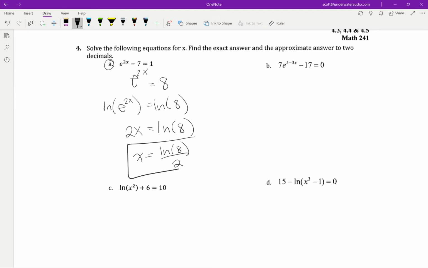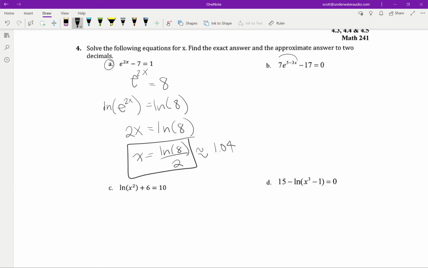So this is the exact answer. I also need the approximate, which I can do with a calculator. Okay, so it says to approximate to 2 decimals. That would be 1.04. So part B. So on this part A, what I mostly did is I just kept trying to isolate x, which is the same thing I'm going to do with B.